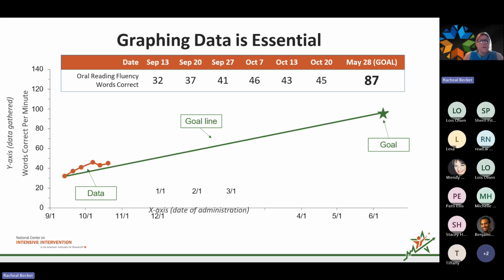So this is a sample of some graph data of an oral reading fluency. So over here on the y-axis, we have the words correct per minute. And then this is the x-axis, which is the date of administration. These probes are being administered, it looks like, weekly. This green line is the goal line. And so it looks like, as of now, the student is above the goal line, which we'll talk more about on the next slide.